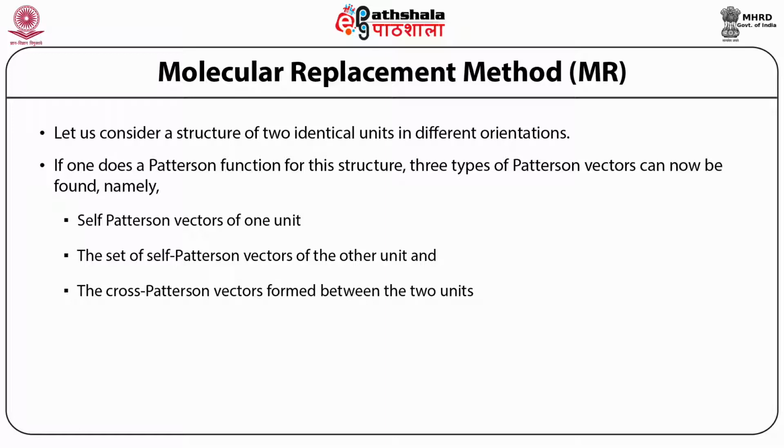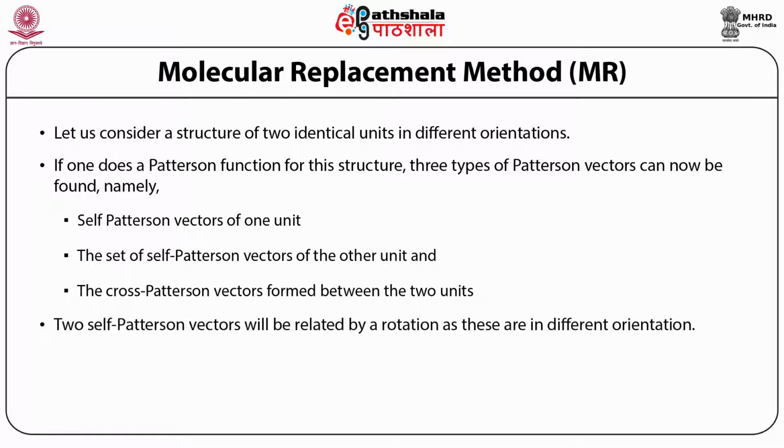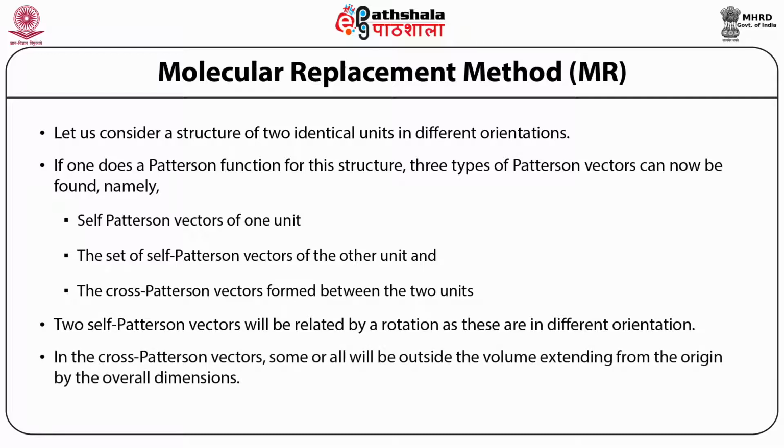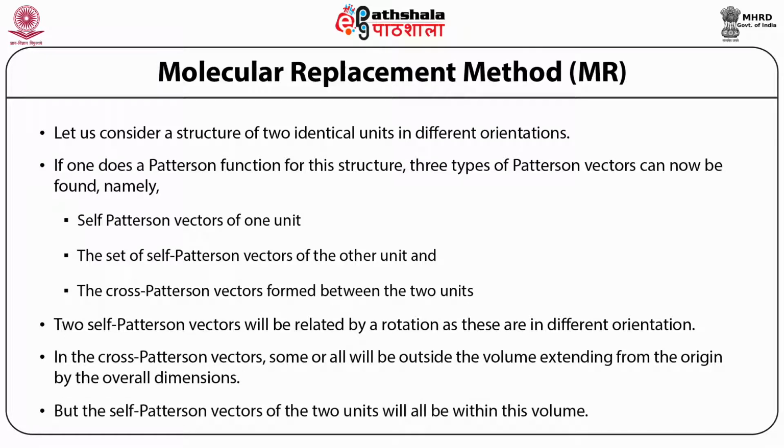Only problem is, it's a simplified case. If we consider 50 atoms, 100 atoms, the complication is more. Two self-Patterson vectors will be related by a rotation as these are in different orientations. In the cross-Patterson vectors, some or all will be outside the volume extending from the origin by the overall dimensions. But the self-Patterson vectors of the two units will all be within this volume.